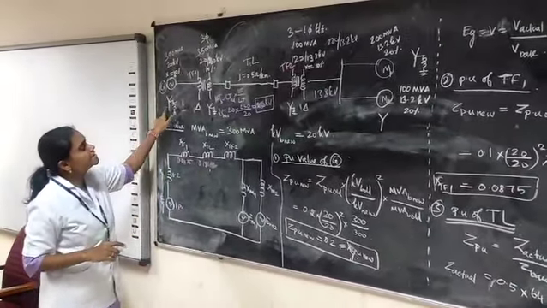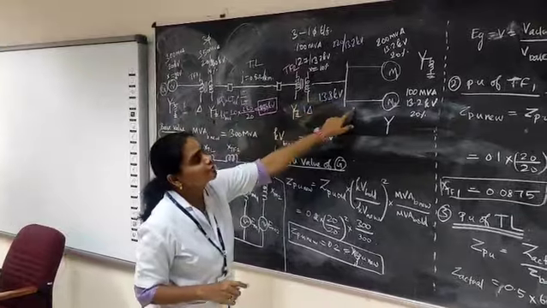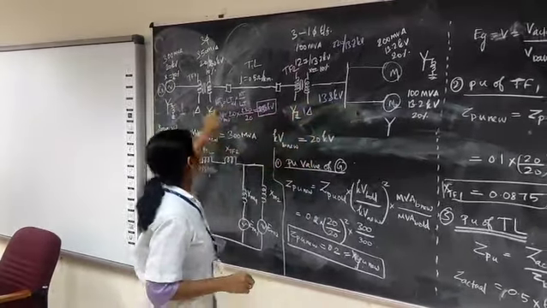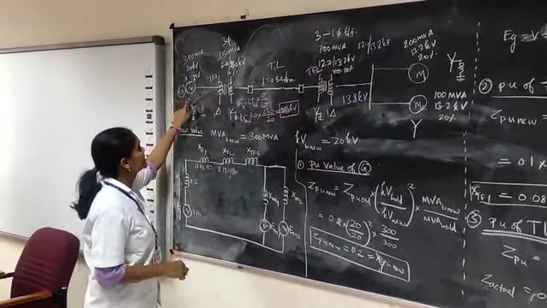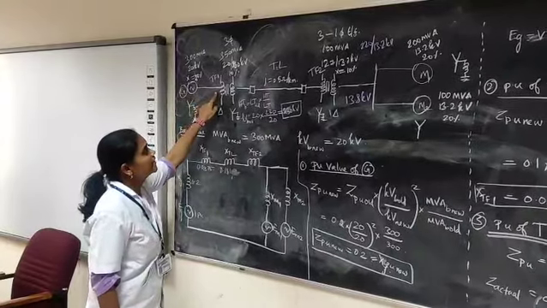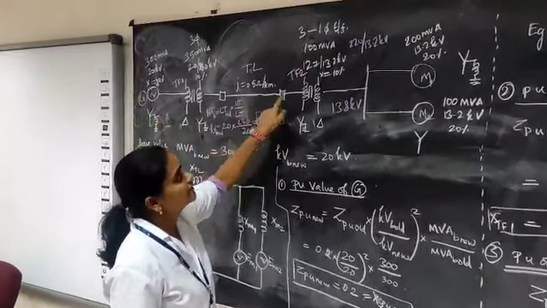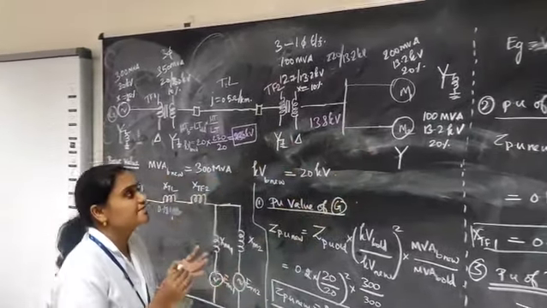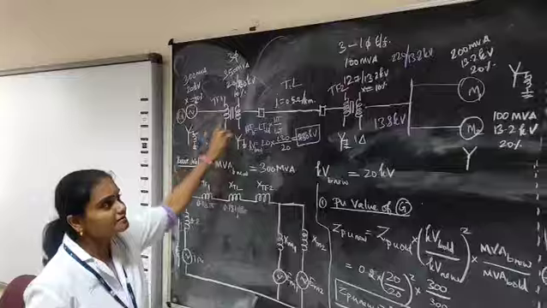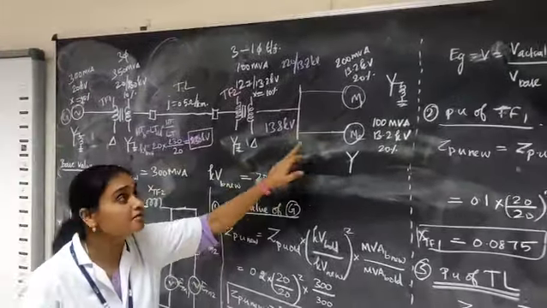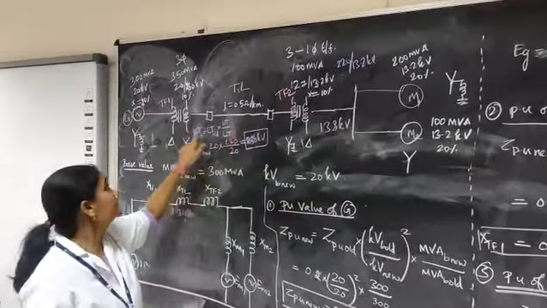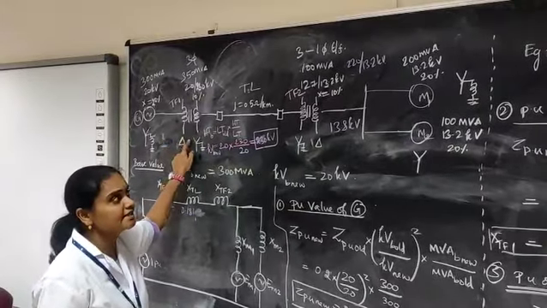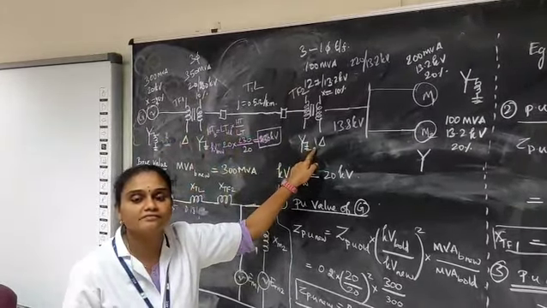So this is the single line diagram for the question given for us. The question has one generator, one transformer, one transmission line, a second transformer and two motors. So our system has one generator which is supplying two motors through a transmission line which has a transformer on the sending end and a transformer on the receiving end.